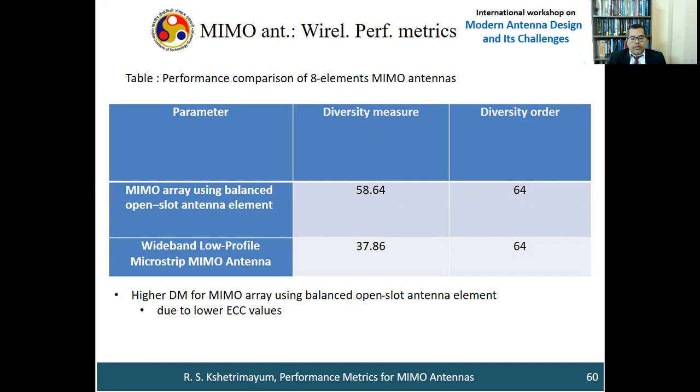It has been observed that the first antenna has a diversity measure of 58.64. The diversity order is the same for both antennas because they are employing 8 antennas, and the rank of the SCC matrix is 8 for both of them. So we are employing 8-element MIMO antennas at the transmitter as well as at the receiver. So the diversity order will be 64 here, and the diversity measure is 58.64 and 37.86. So the first antenna will have better performance in MIMO wireless communication.